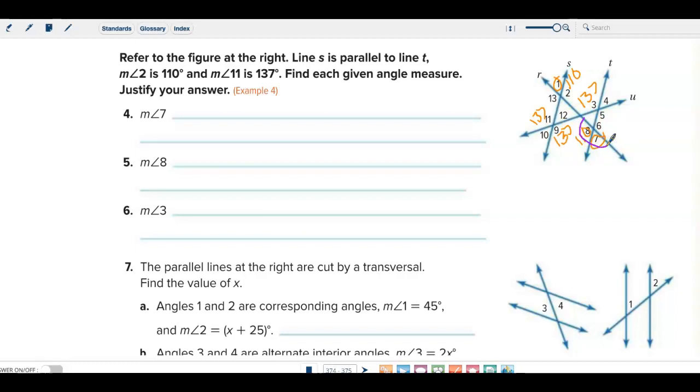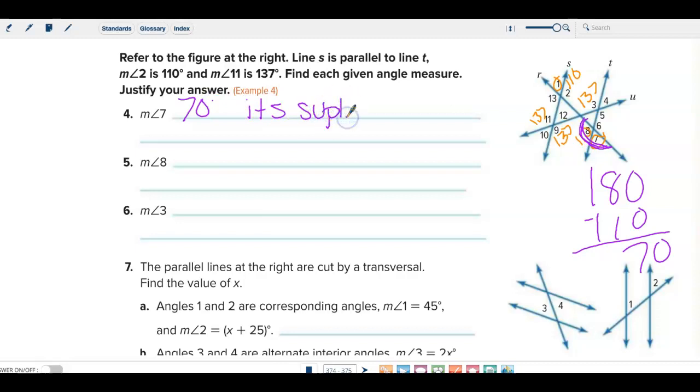What type of angles are those two? Supplementary, right? Because 7 and 8 form a straight line. So if 8 is 110, what's 7? 70. So the measure of angle 7 is 70 because you can write that it's supplementary to angle 8.